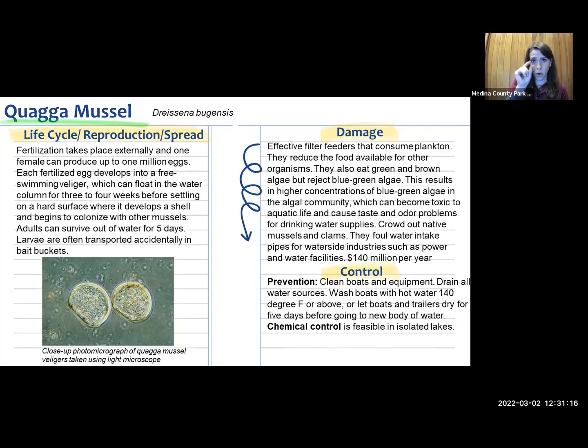We saw how small those little tiny mussels were, and they start to accumulate and can crowd out natives and also clog up intake pipes and other pipes that are in the water. It can be a huge problem to go down there and try to clean and get those out of there and keep everything running smoothly.